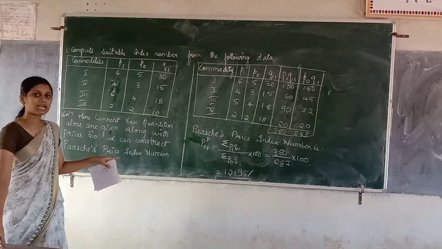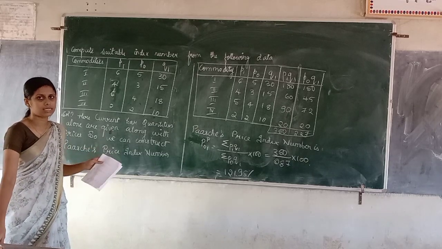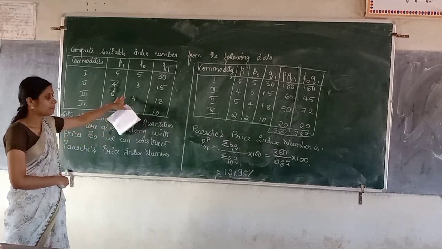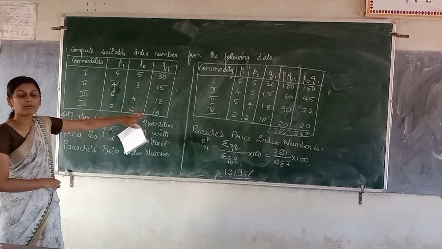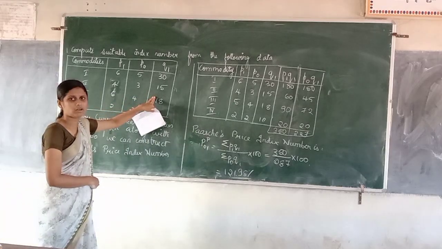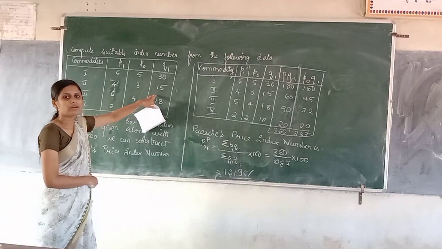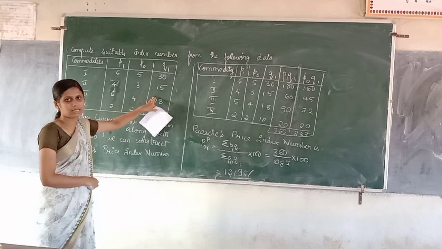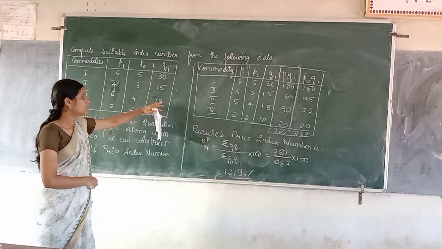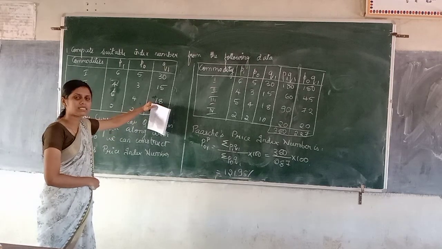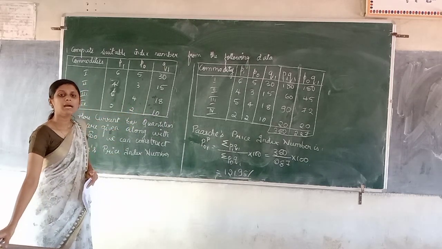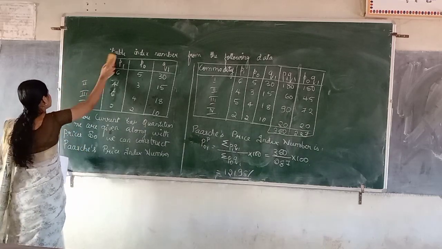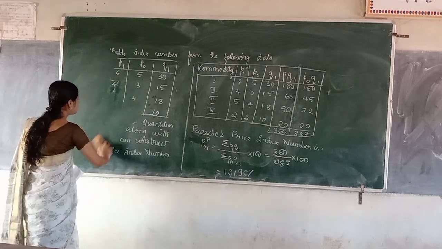So a similar kind of problem we have solved in the previous class, where we were provided with the prices of base year, prices of current year, and the quantities of base year, not quantities of current year. So when quantities of base year are given, you can calculate Laspeyres' price index number, that we have solved in the previous class. Now here as the quantities of current year are given, we have calculated Paasche's price index number. Now we will move forward.